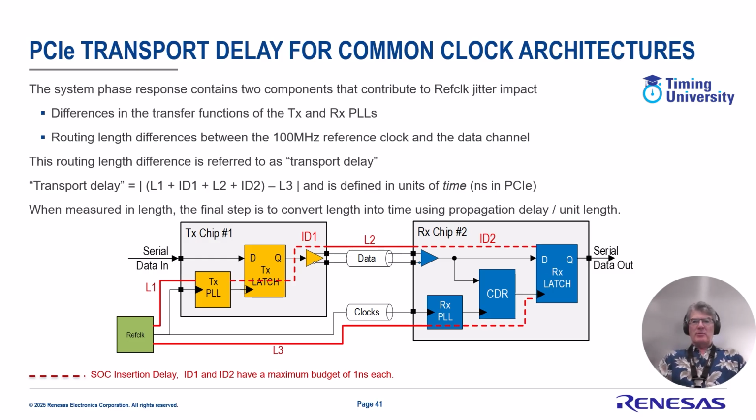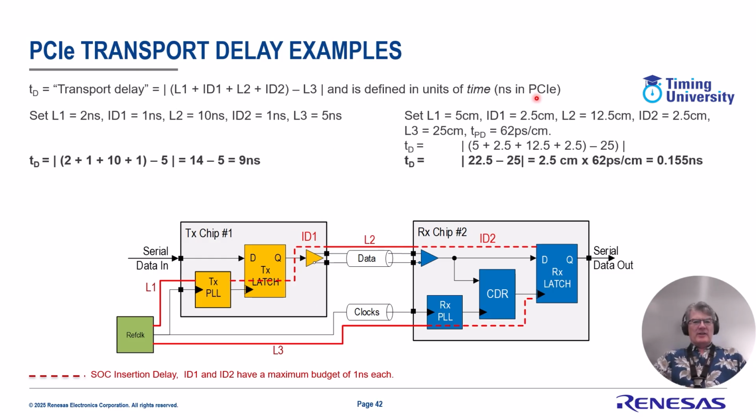So let's have some examples now. Again, it's defined in units of time, and what we do is we sum up the top delay, and then we subtract the bottom delay and take the absolute value. This could be a positive or a negative number, but we're only interested in the magnitude.